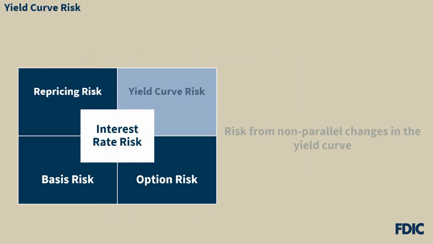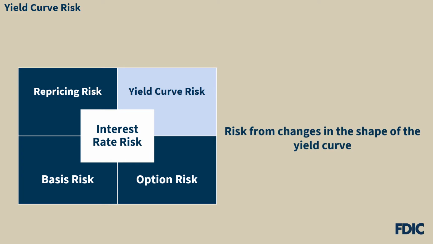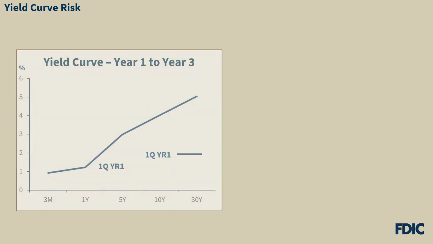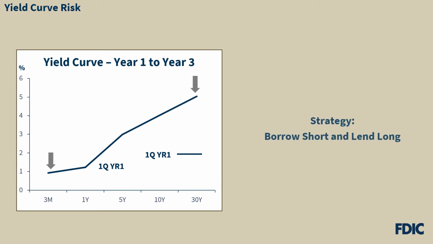Yield curve risk comes from changes in the shape and slope of the yield curve as short and long-term rates move in non-parallel ways. To put it another way, yield curve risk is the risk from the changes in the shape of the yield curve. For illustration, in the first quarter of year 1, banks are able to borrow short at rates close to 1% and lend or invest at around 5% for longer-term loans and securities. The bank in this scenario is able to take advantage of the spread and earn about 4% by borrowing short and lending long. What is the risk associated with this scenario?